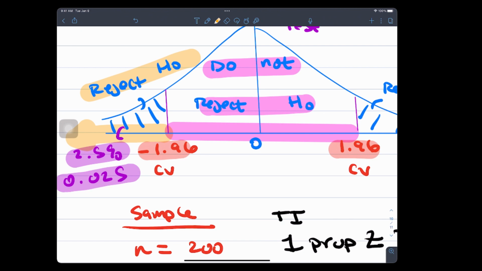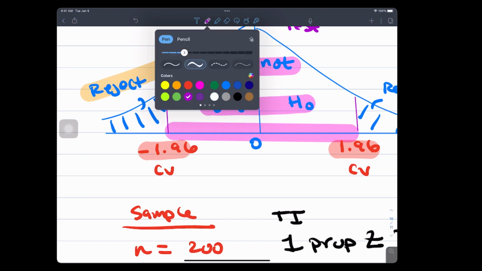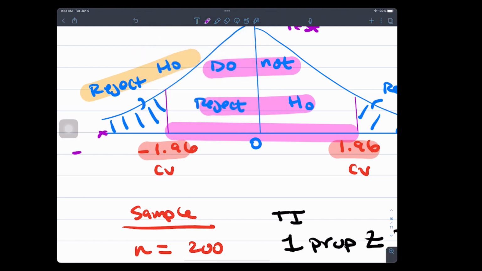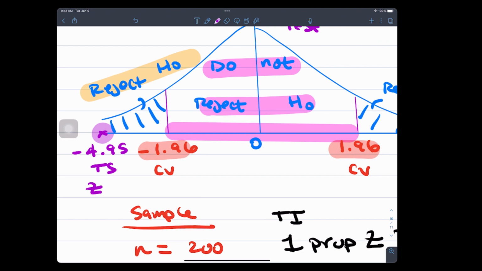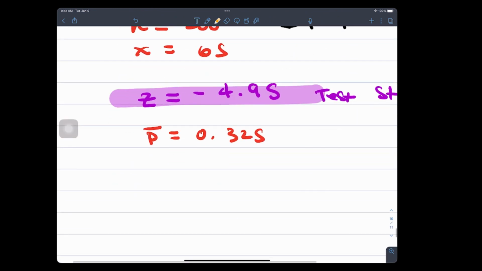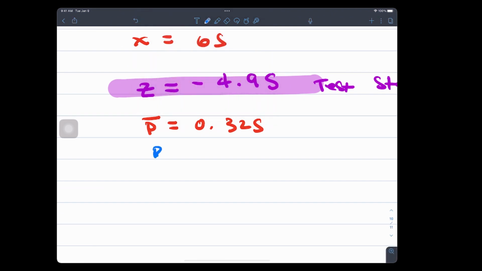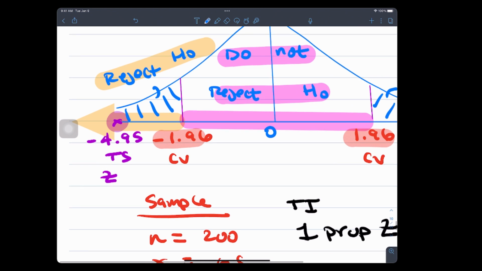So your test statistic is actually, I'm going to have to get rid of this because it's distracting me. You know where your test statistic is? Isn't that negative 4.95? Isn't that the test statistic, that Z value? Isn't it past the critical value? It's in what neighborhood? Negative 4.95, it's in that neighborhood. What do we do if it's in that neighborhood? You reject the null. Isn't it in the reject the null neighborhood? Because it's past the critical value.